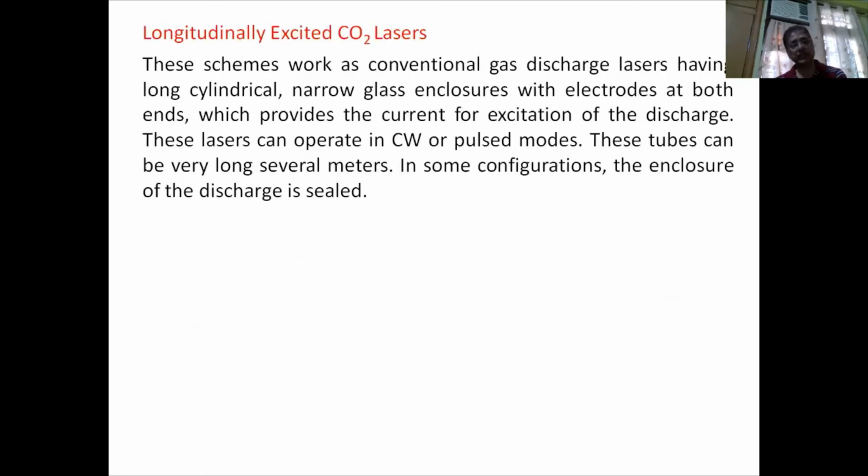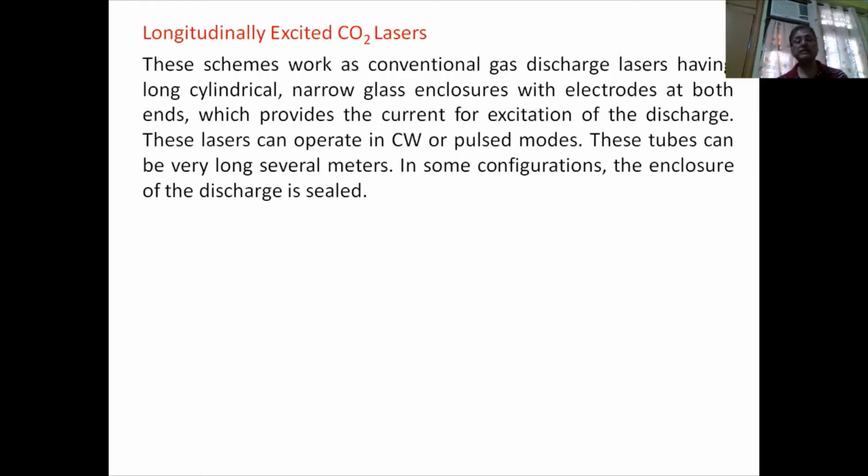Now, structurally, there can be two types of CO2 lasers. One is the longitudinally excited CO2 laser, and the other is the transverse excited CO2 laser. In the longitudinally excited CO2 lasers, the scheme works as conventional gas discharge lasers, having long cylindrical, narrow glass enclosures with electrodes at both ends, which provide the current for excitation of the discharge. These lasers can operate in continuous wave and pulsed modes both. These tubes can be very long, several meters sometimes.